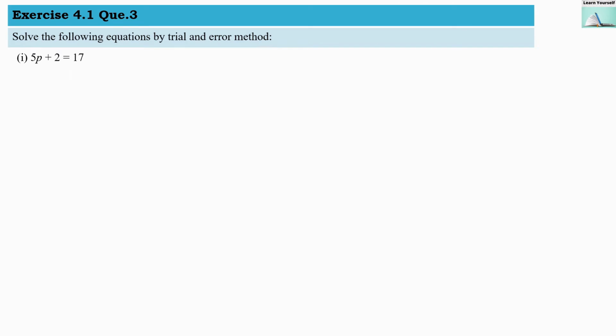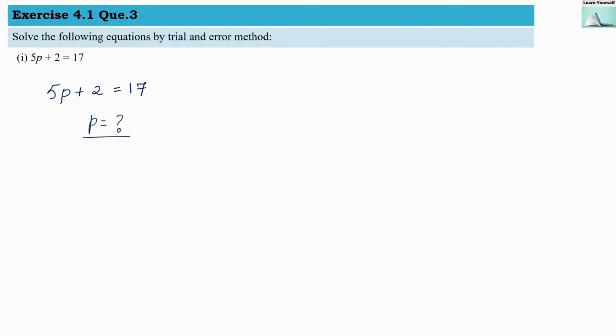Exercise 4.1, question number 3. Solve the following equations by trial and error method. Our equation here is 5p plus 2 equals to 17. In this equation, in this numerical, they haven't given us the value of p. We do not know the value of p.